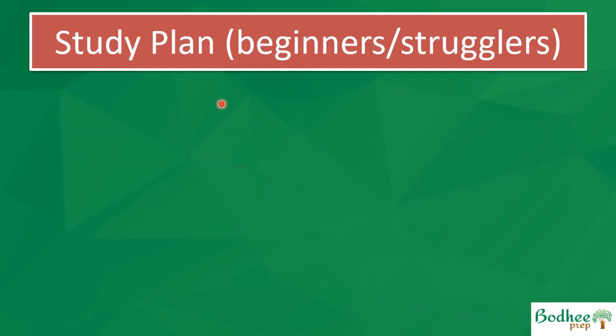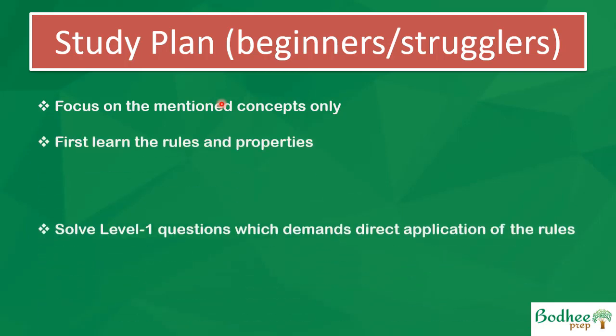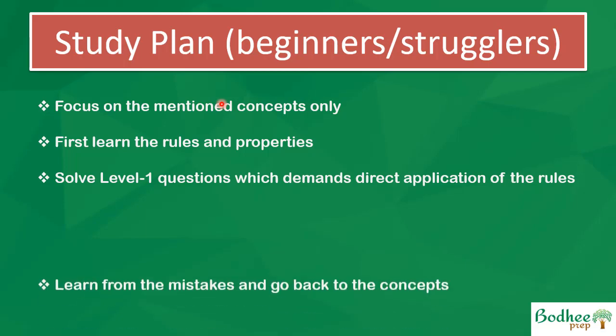Now, what should be the study plan for number system? Focus on the mentioned concepts only. So whatever concepts that we talked about in the previous slide, those are the only areas that you have to focus on. You have to learn the rules and all the properties. Secondly, you should solve level 1 questions which demand direct application of the rules. Level 1 questions are very important because you would be directly applying the rule. You should not start with level 3 questions directly because that could be very demotivating.